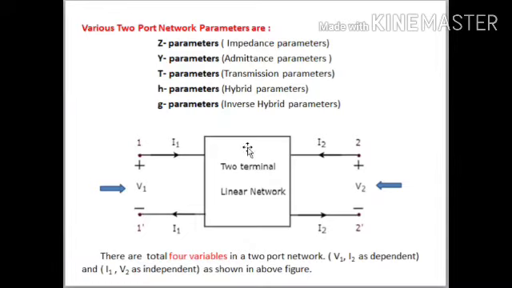One more thing we have to discuss here is that this two-port network has a total of 4 variables. That means input side variables V1 and I1, and output side variables V2 and I2. Here V1 and I2 are dependent variables, whereas I1 and V2 are independent variables, as shown in this figure.